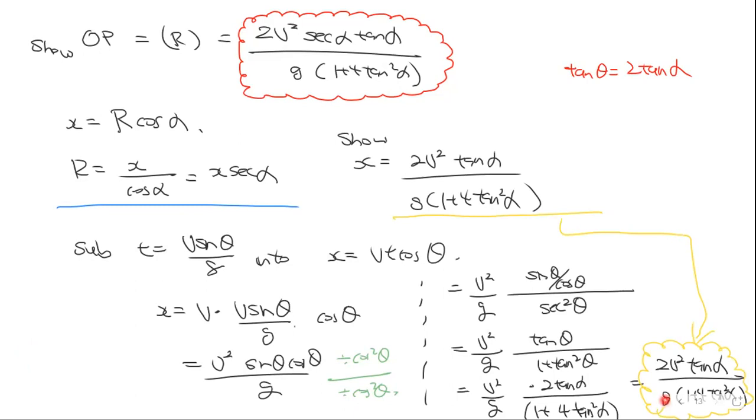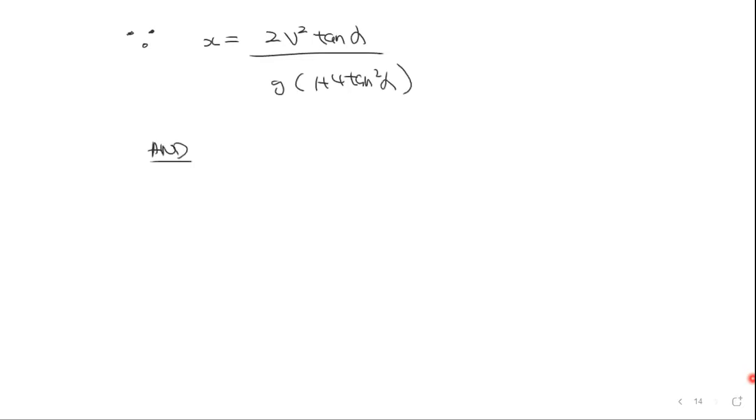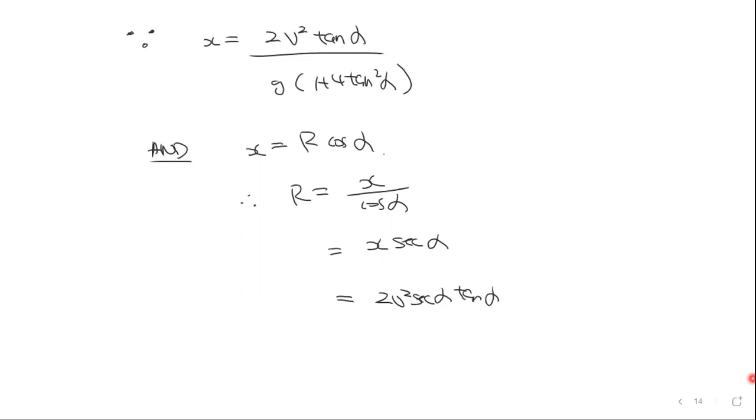So because the x is equal to that, and we recognize that x equals r cos alpha, then r must equal x divided by cos alpha, which is x sec alpha, which will then, of course, be 2v squared sec alpha tan alpha over g, 1 plus 4 tan squared alpha.